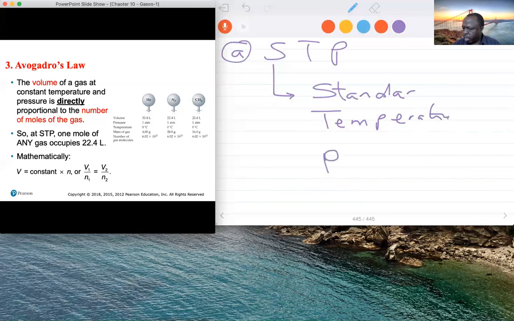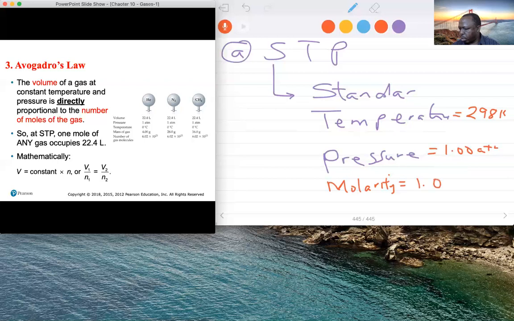And pressure, standard temperature pressure, STP. It's a condition where you have to set the pressure to be 1.008 atm, and this is 298 K. And concentration or molarity of a solution, if you are working with a solution, molarity is always one molar. If we have this condition, we talk about standard temperature pressure.